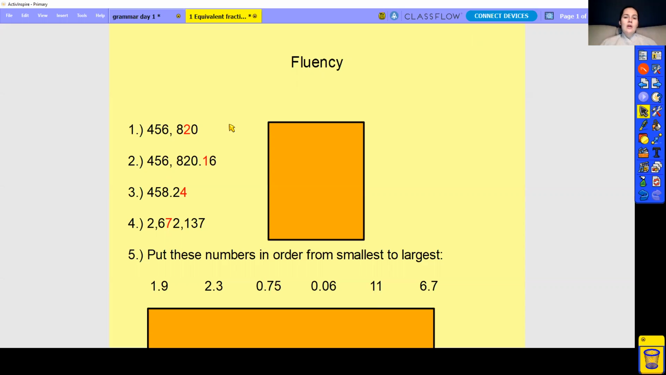Okay, so in here on the left hand side you have got different numbers written down and there are digits in red. You need to tell me the value of the digits in red in each of these numbers. Then for number 5, you need to order those numbers from smallest to largest, okay? So remember to look really carefully at the value of the digits, okay? So start with the left-hand side and then move to the right.